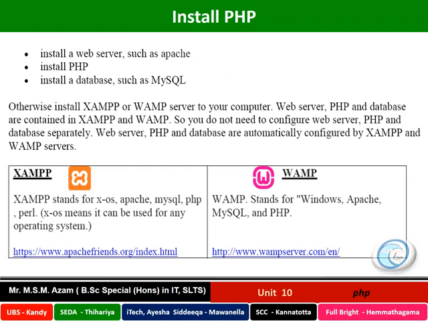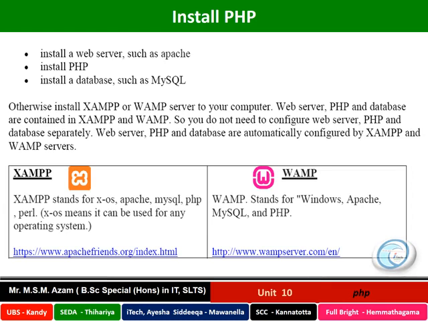There are two different ways to install PHP. First method, you have to install a web server like Apache first. After that, we need to install the PHP language. Then we have to install a database like MySQL. So first method, we are installing the web server, PHP package and MySQL database separately.